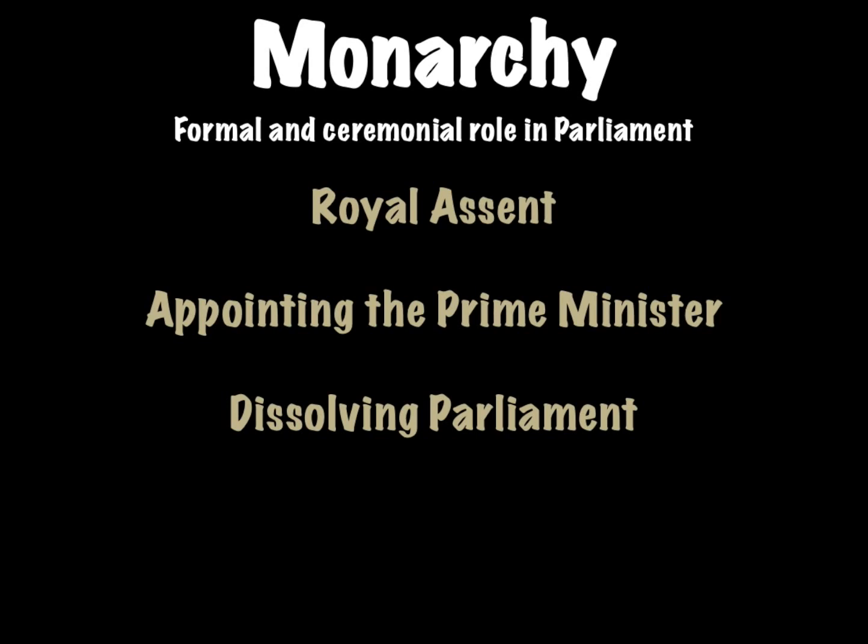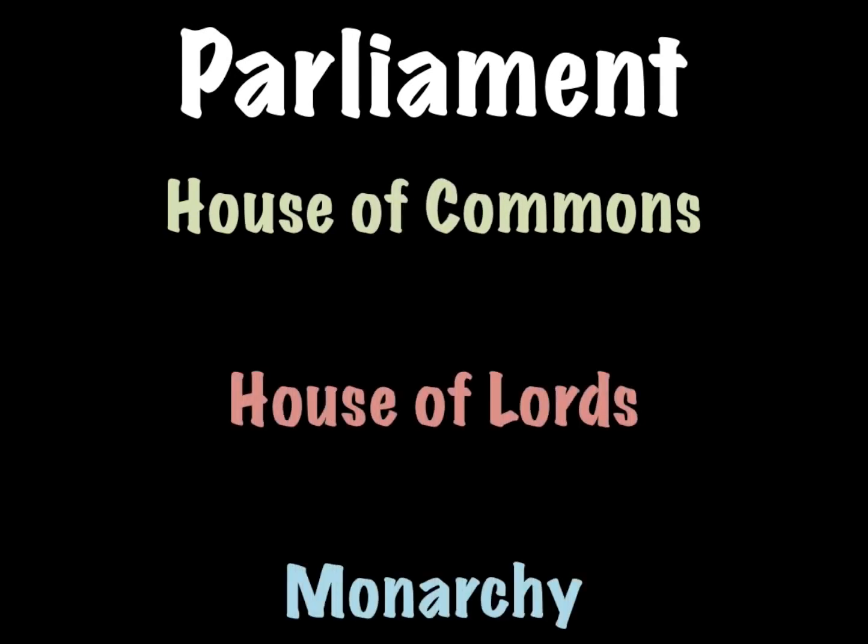And finally, the monarch gets to give a speech. At the state opening of Parliament once a year, the monarch opens the new parliamentary session with a speech written by the Prime Minister outlining the agenda for the year. So Parliament is made up of the Commons, the Lords and the monarchy. So now we know what it is, but how does it work? Take a look at the next video.